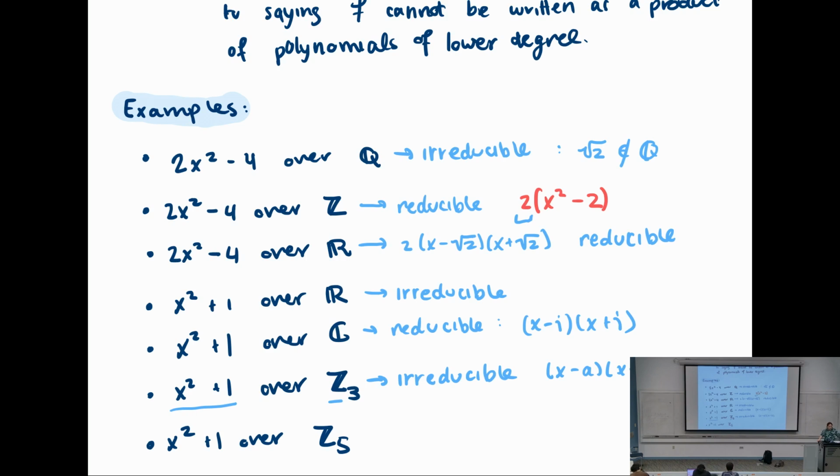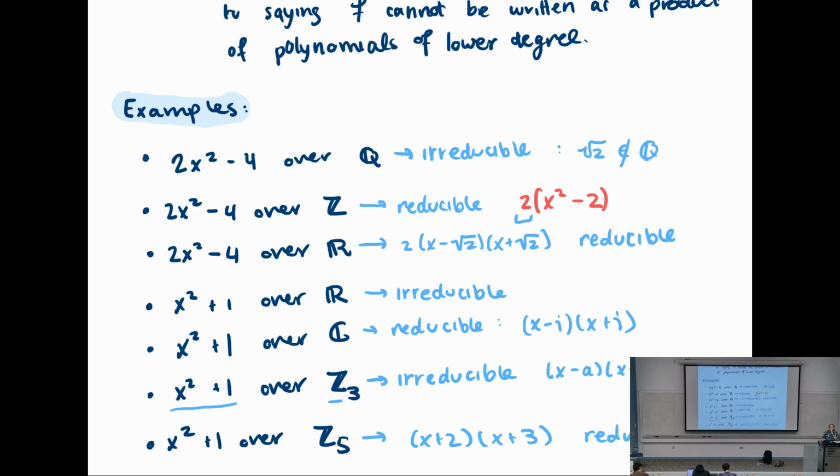So you can use similar reasoning for this example to factor it as x plus 2 times x plus 3 over Z mod 5. So it is reducible. Okay, are there any questions?